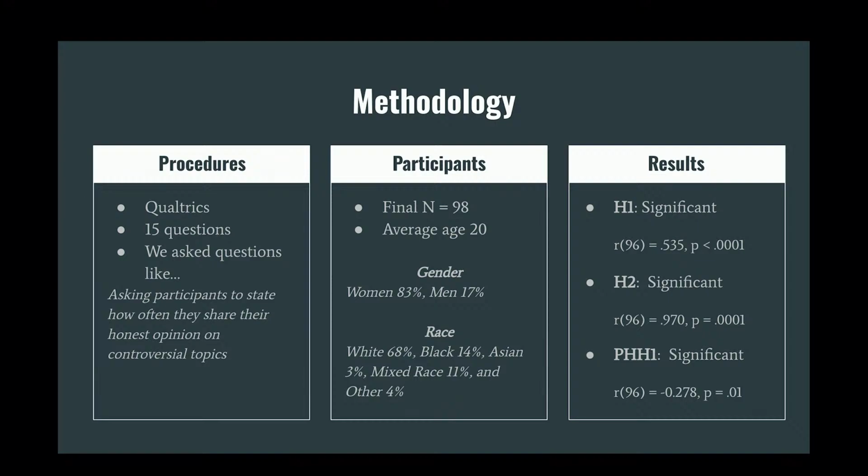For our methodology, we used an online survey called College Tricks, which consisted of 15 questions. We used multiple channels of distribution, including group chats, social media platforms, and word of mouth. For participants, there was an average age of 20, and we had a total of 133 responses initially, but after data cleaning, we ended up with 98 usable responses due to incomplete answers.